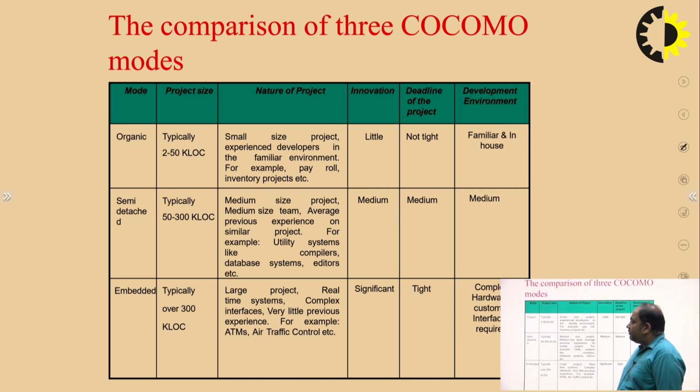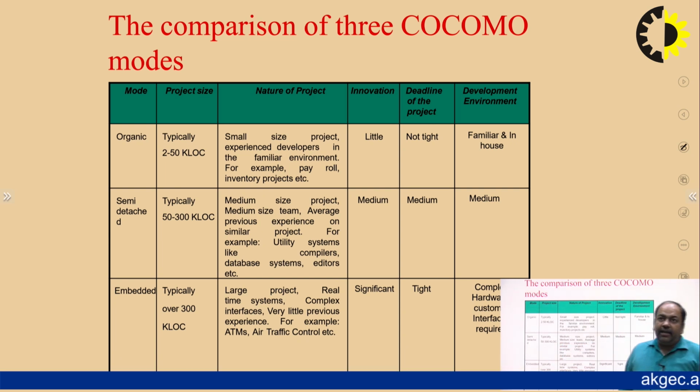Third is the embedded type of mode, in which we describe a large project which solves real-time system problems and complex problems, and the lines of code required in this mode is more than 300 kilo lines of code. Examples of embedded systems are ATM and air traffic control. All these are examples of embedded systems in which the innovation is significant and the deadlines are also very tight.